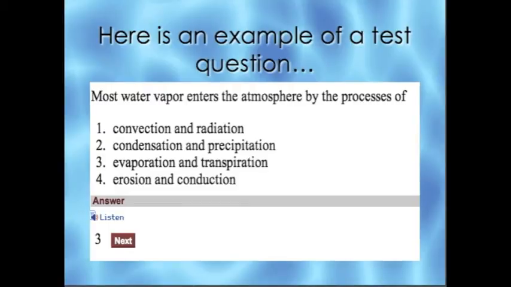Here's one last example of a test question. Most water vapor enters the atmosphere by the processes of 3, evaporation and transpiration. The evaporation would be one of the answers because the water vapor from the ocean would be evaporated. Transpiration is when the plants release water vapor into the air, so therefore 3 would be the answer.